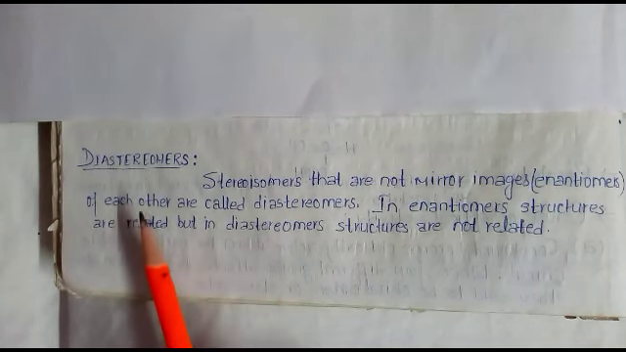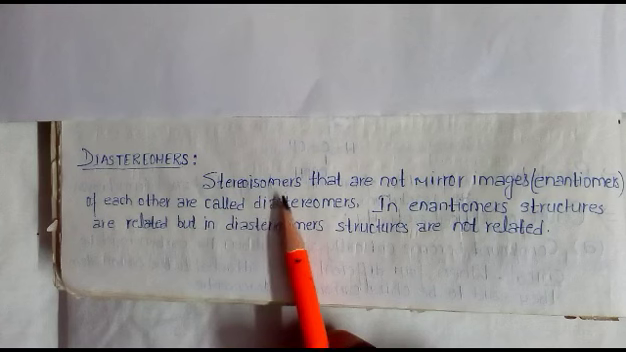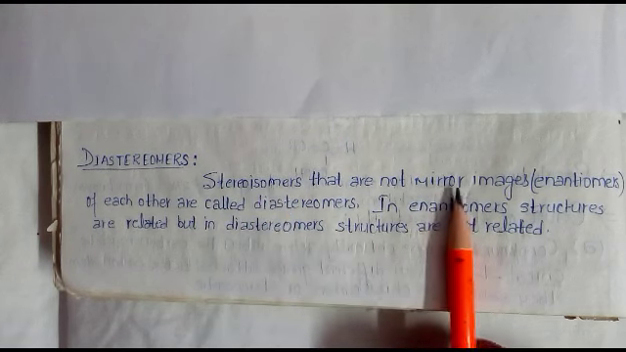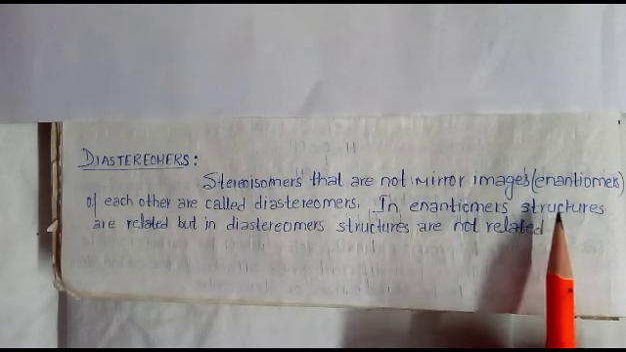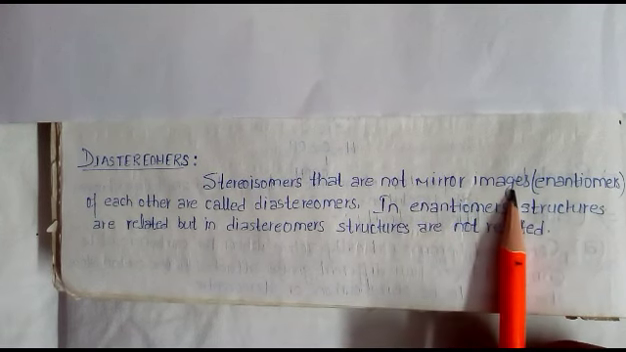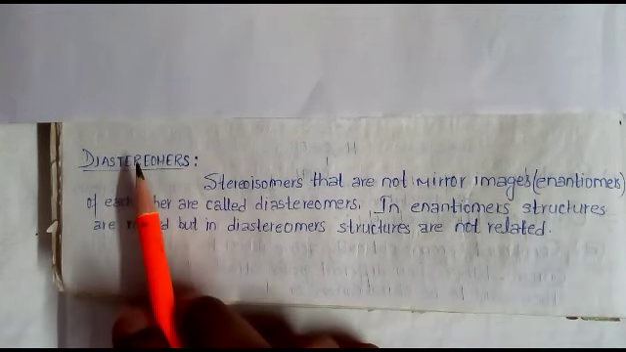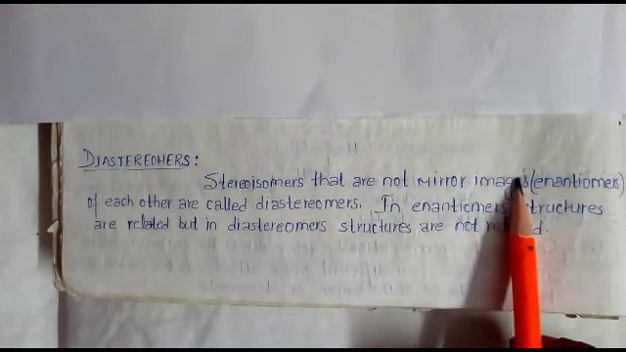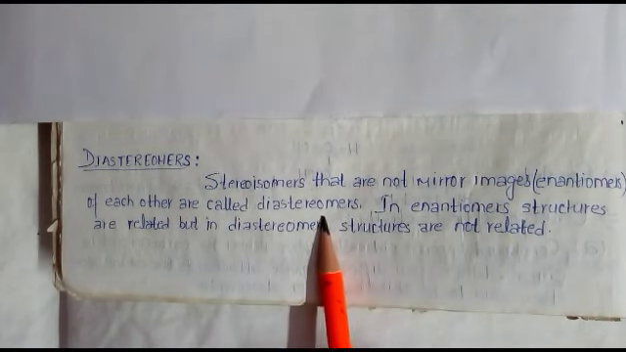Let's start today's topic, and that is diastereomers. This is also a type of optical isomers: stereoisomers that are not mirror images. As all of you know, if they are mirror images and that mirror image is non-superimposable, that is called enantiomers. But diastereomers are not mirror images of each other, and that is called diastereomers.